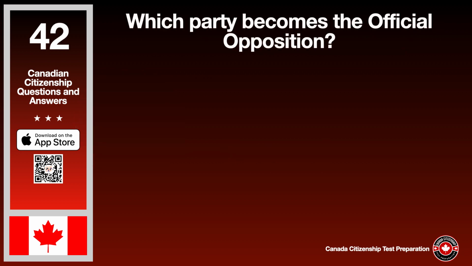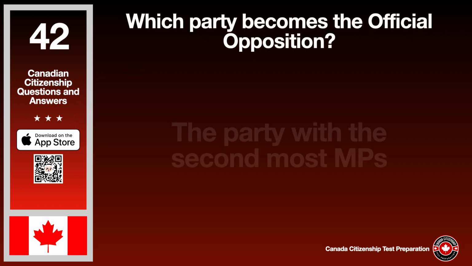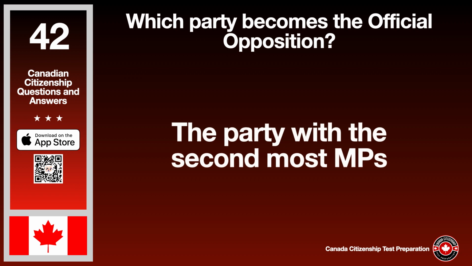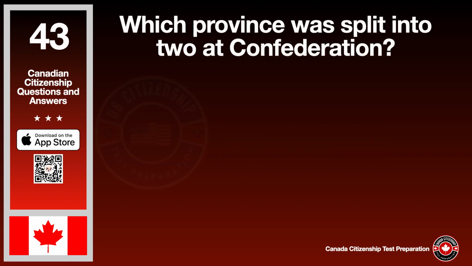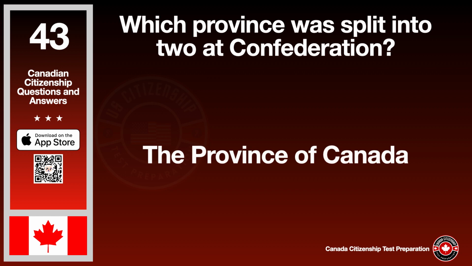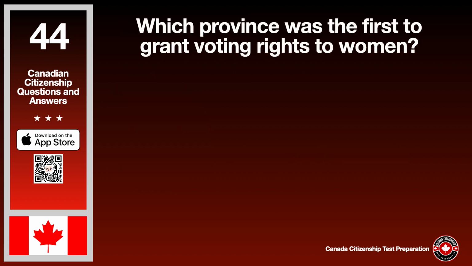Which party becomes the official opposition? The answer is the party with the second most MPs. Which province was split into two at Confederation? The answer is the province of Canada. Which province was the first to grant voting rights to women? The answer is Manitoba.